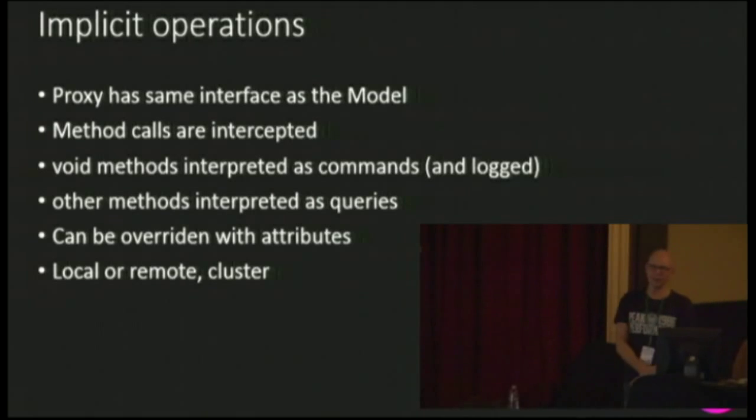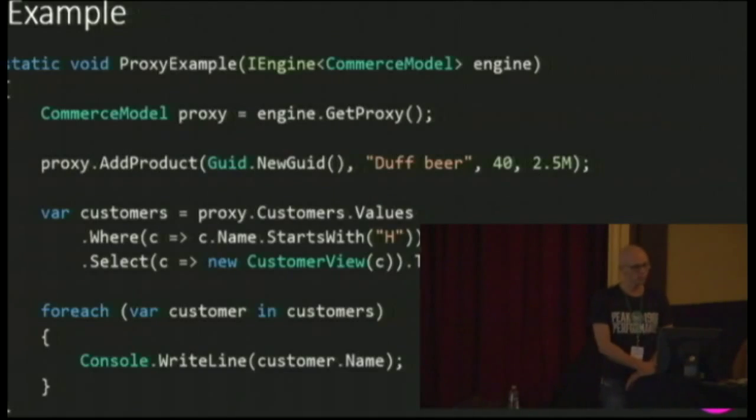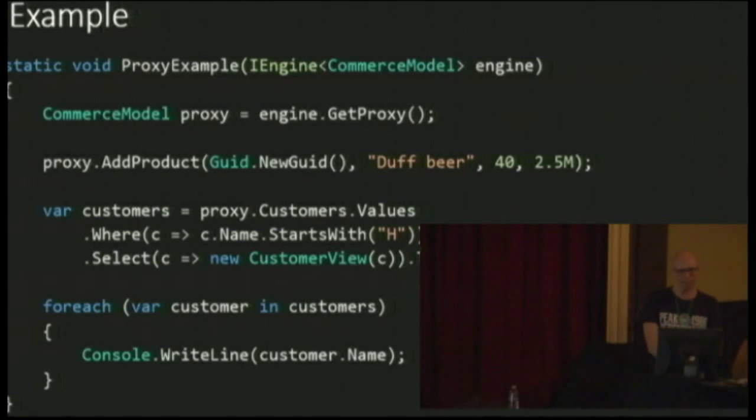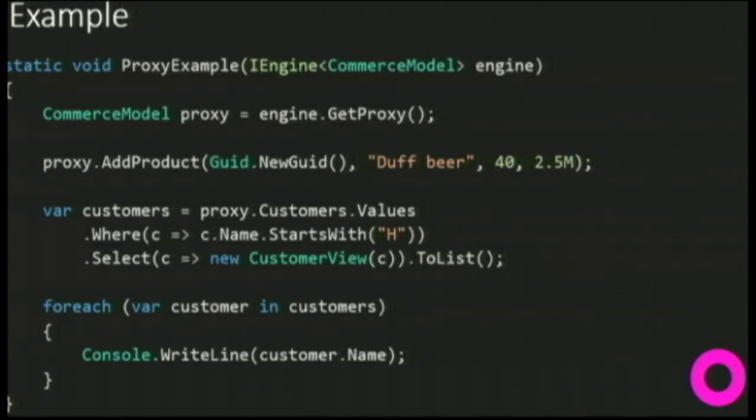Implicit operations. Okay, if you think it's cumbersome writing commands and queries, then you can use the methods on the model directly and have a proxy for them. So you don't have to write the commands, you just call the methods, and the methods will be translated to a generic type of command. Here's some code for that. So here's the same thing. I've added a method called add product to the model. So I'm grabbing a proxy, commerce model proxy, from the engine, we're saying get proxy. And the thing that we get back looks like the model, but it isn't. It's a proxy, and it intercepts all the method calls. So when we say proxy add product, that will get intercepted and will get written to the log transparently.